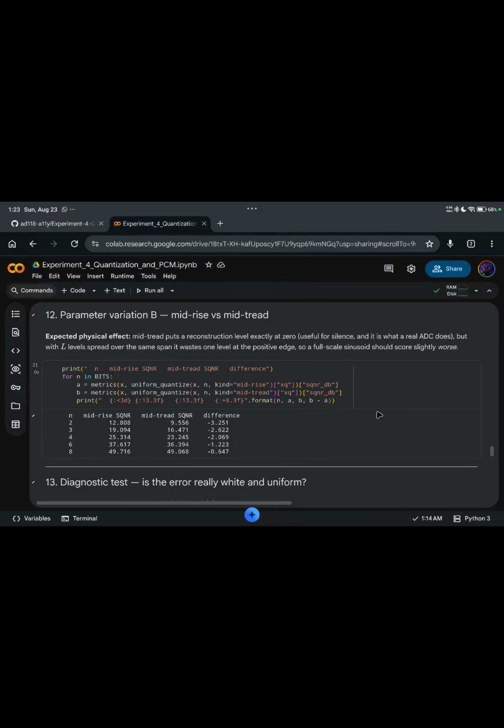This cell compares mid-rise and mid-tread quantization. The mid-rise quantizer has no reconstruction level exactly at 0. The mid-tread quantizer includes a reconstruction level at 0, which is useful when representing silence or very small signals. The printed result shows the SQNR for both quantizers at different resolutions. The difference is generally small, but the two quantizer structures do not produce identical results.